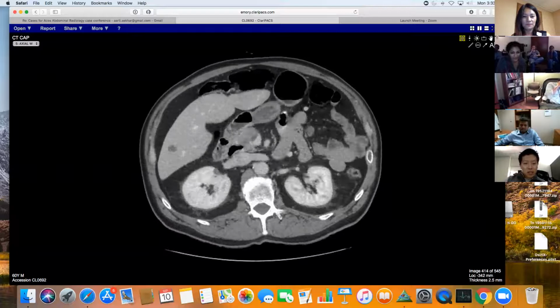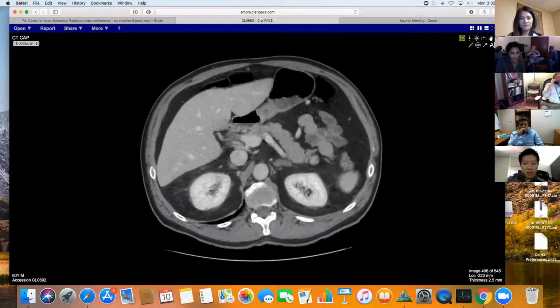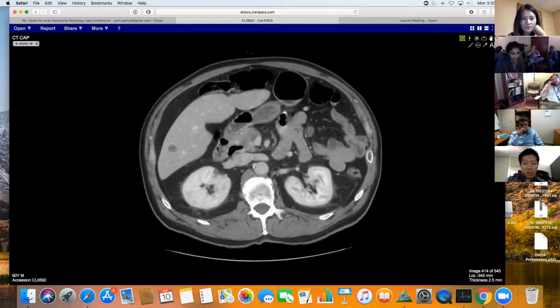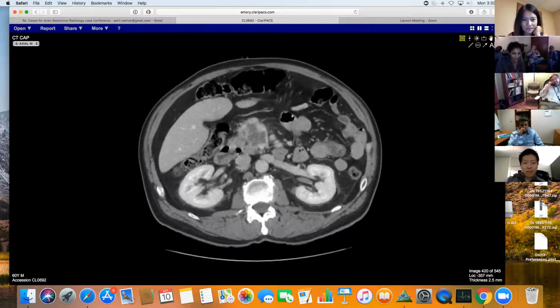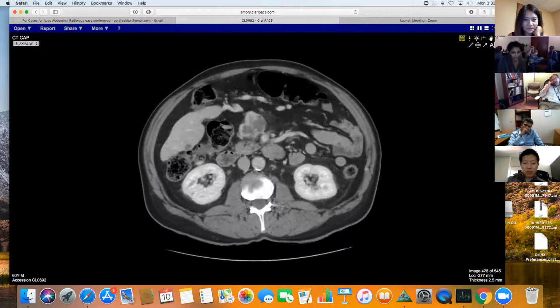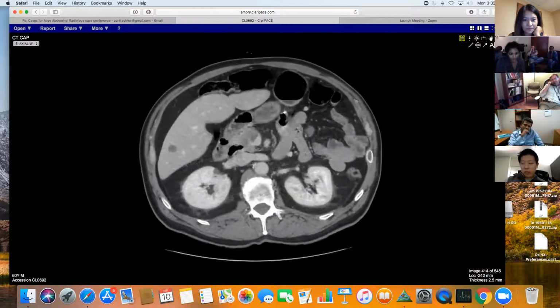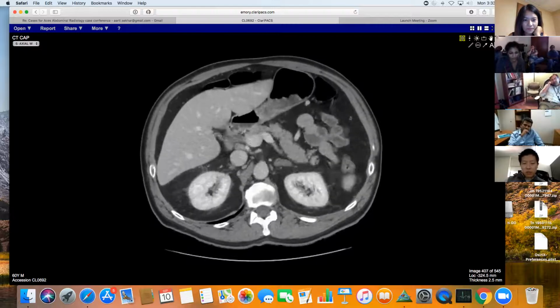But anyway, as we're scrolling through this abdominal CT, we can see that there's a mass. Ignore the liver for a minute, but we can see that there's a mass kind of arising from the inferior aspect of the pancreas. There's no pancreatic ductal dilatation and no common bile duct dilation.